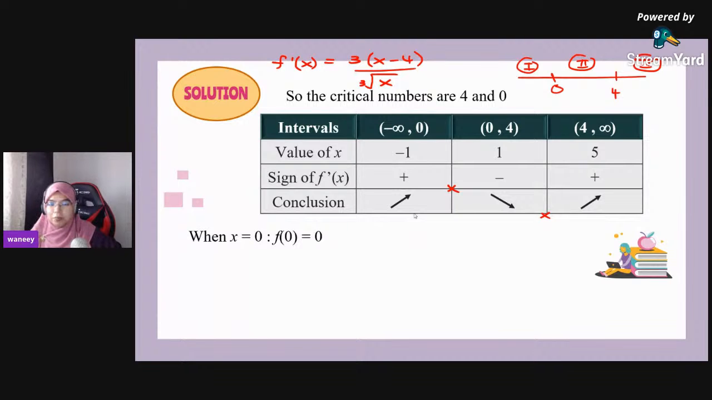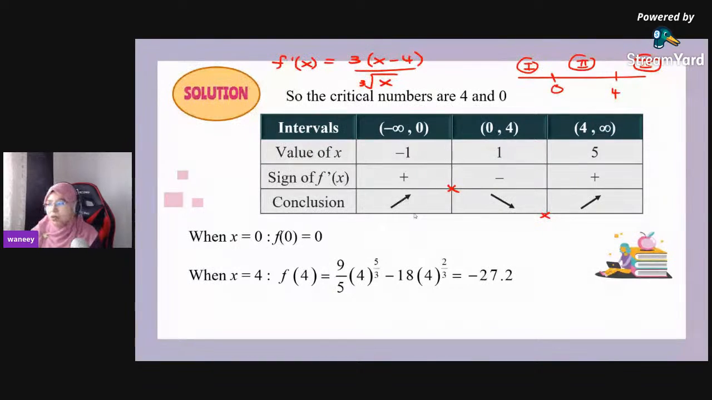So since I need the point, I will find out what is the value of y. So when x equal to 0, f(0) is equal to 0. And when x is equal to 4, the value of y is negative 27.2. I do substitute at f prime because I need to know the value for the gradient. Because what is important is the value at the gradient. To know maximum or minimum, we substitute at the gradient.